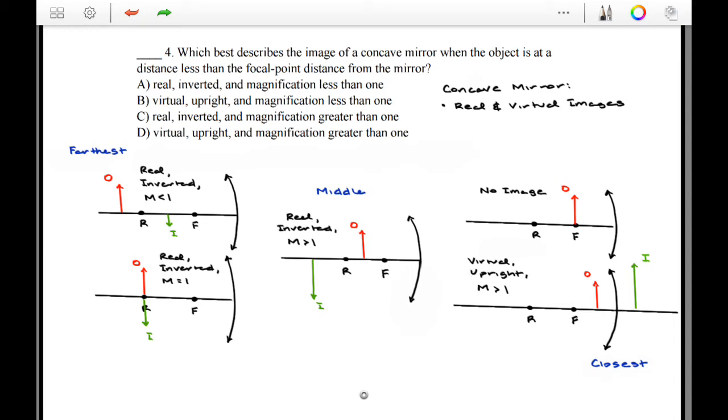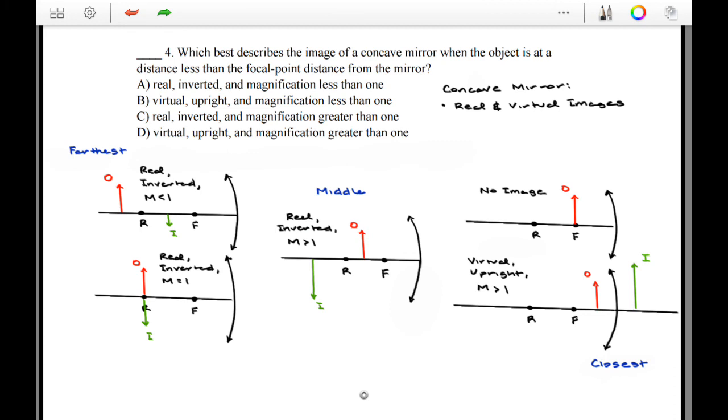Next, I want to bring across that, like I said, there's no image produced when the object is at the distance of the focal point, but this can help you memorize whether the image will be real or virtual. When the object is closer than the focal distance to the mirror, then the image will be virtual and upright, and any point beyond the focal point will be real and inverted. So these are just some helpful ways to memorize for a concave mirror.